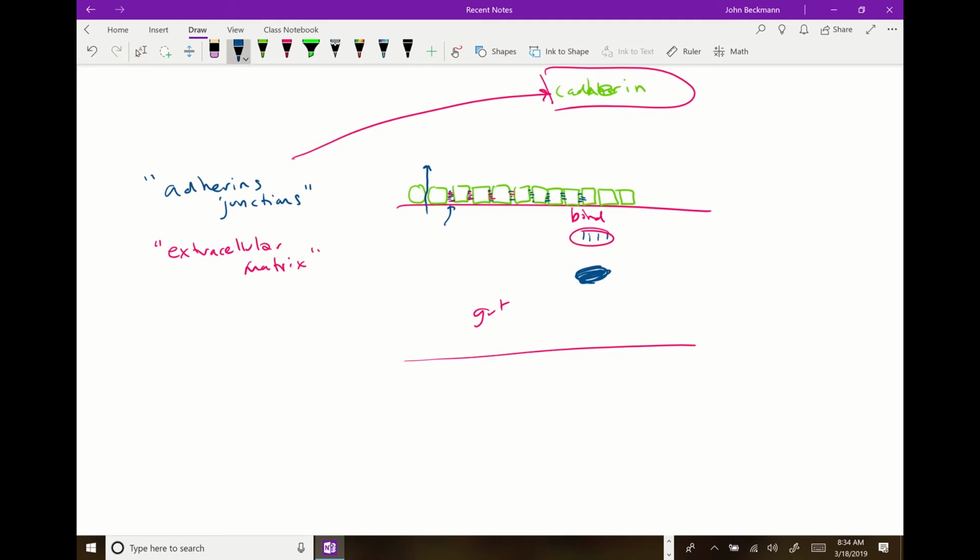Okay, and then there's a second protein. So this is step one. Step two is there's a second part of this where, let's say you draw this, let's zoom in on this thing right here.